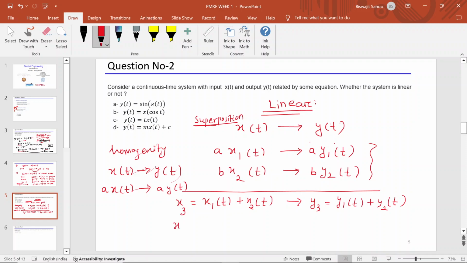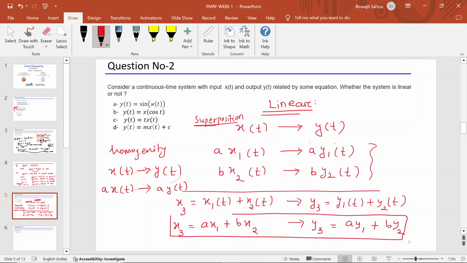It means my x3 is now equal to ax1 plus bx2. Okay, it means my y3 has to be ay1 plus by2. If this condition is satisfied, it means I'm incorporating both superposition and homogeneity. If this condition is satisfied, then it is called a linear system. All of you please understand how I am going to approach a question.